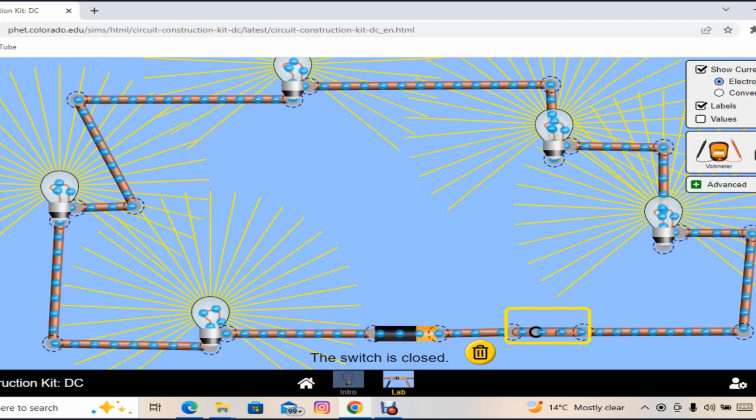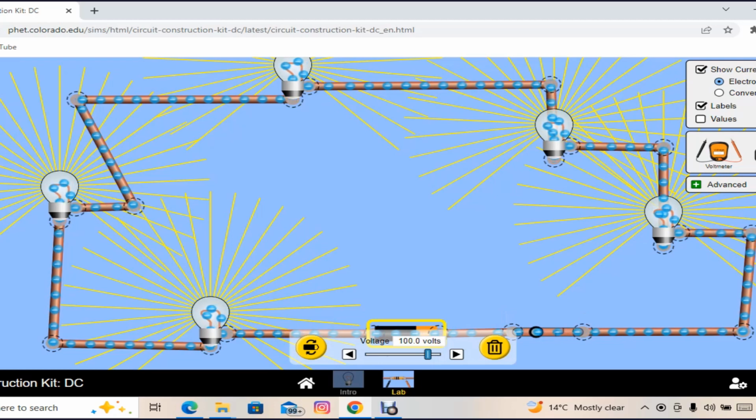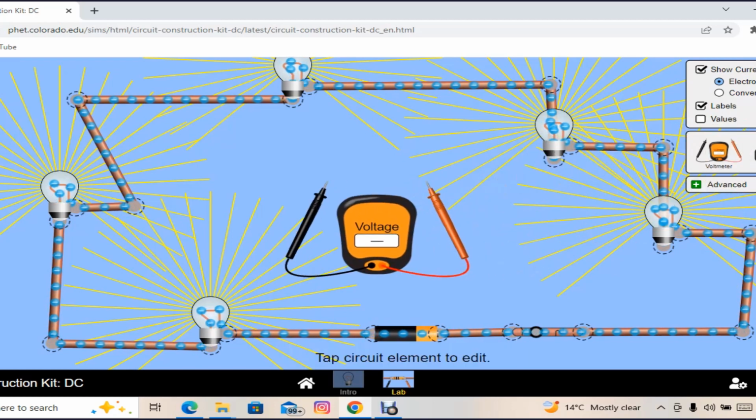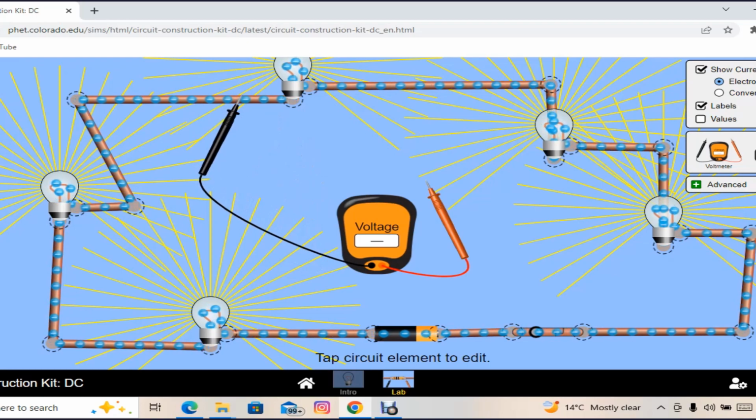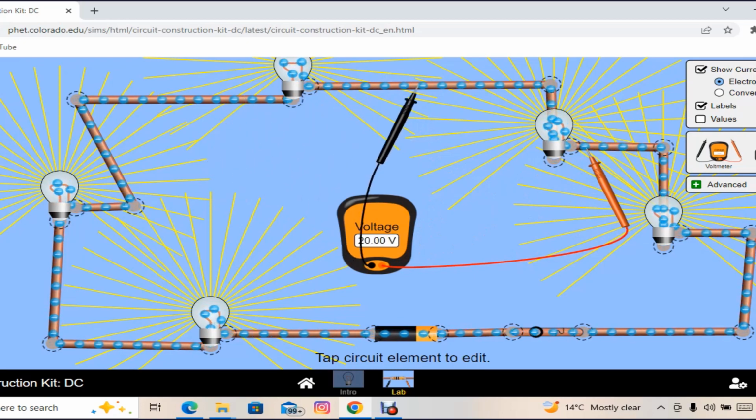Now I did say that this is on 100. As you can see, we can test what I just said, in terms of the light bulbs sharing 20 each, by using our voltage. As you can see, it demonstrates that it is 20 volts. Let us test another one. It is 20 volts. So that means all 5 of them will be 20 volts.